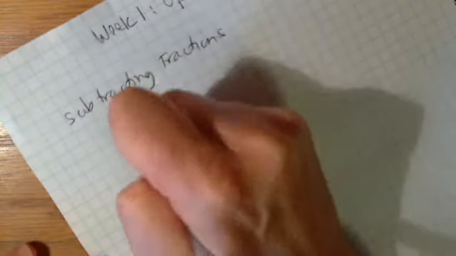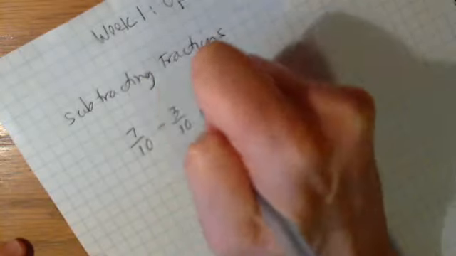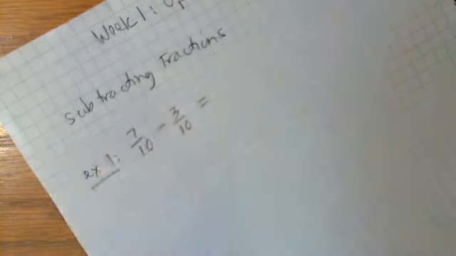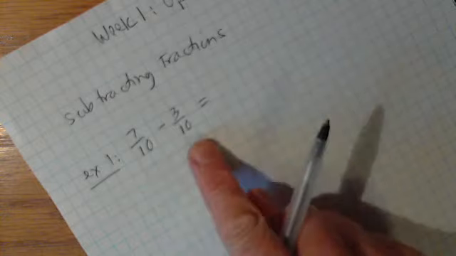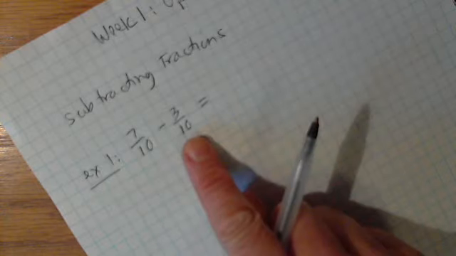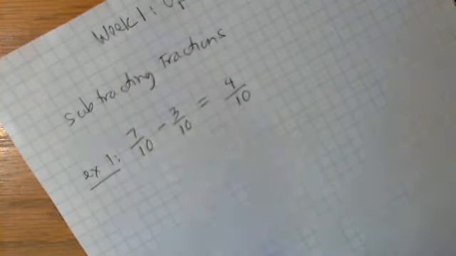Alright, let me give you an example. Let's say I have 7/10 minus 3/10. Because the two fractions have the same denominator, let's do this as example 1. They have the same denominator, so I can go ahead with the subtraction right away. And again, I subtract just the numerators but leave the denominator the same.